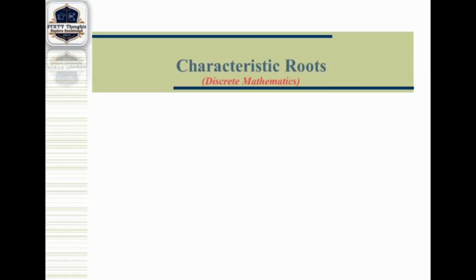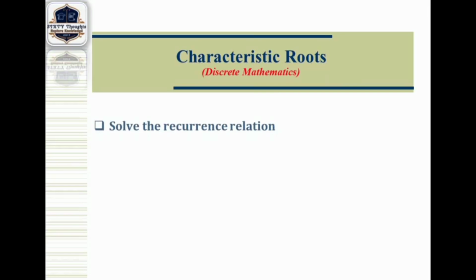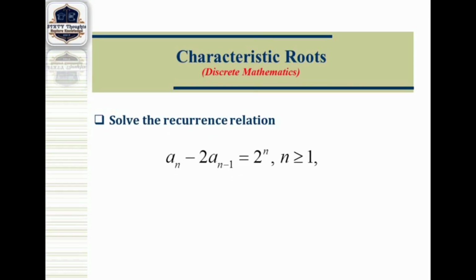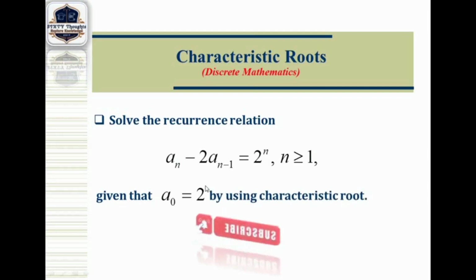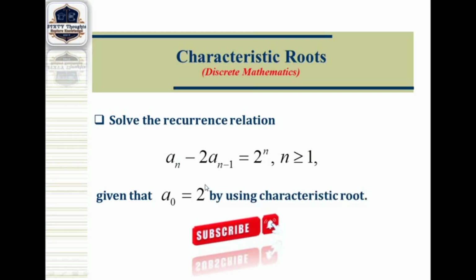Okay, now we are going to solve the given recurrence relation by using the characteristic root method in discrete mathematics. Solve the given recurrence relation a_n minus 2 a_{n-1} equals 2 power n, where n is greater than or equal to 1, and also given a_0 equals 2, by using the characteristic root method. What is given?